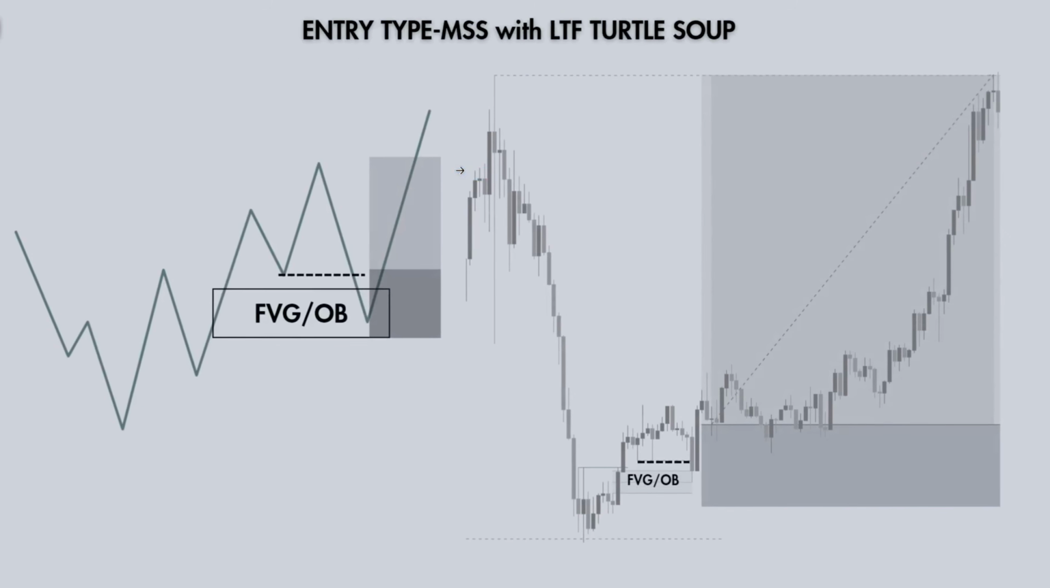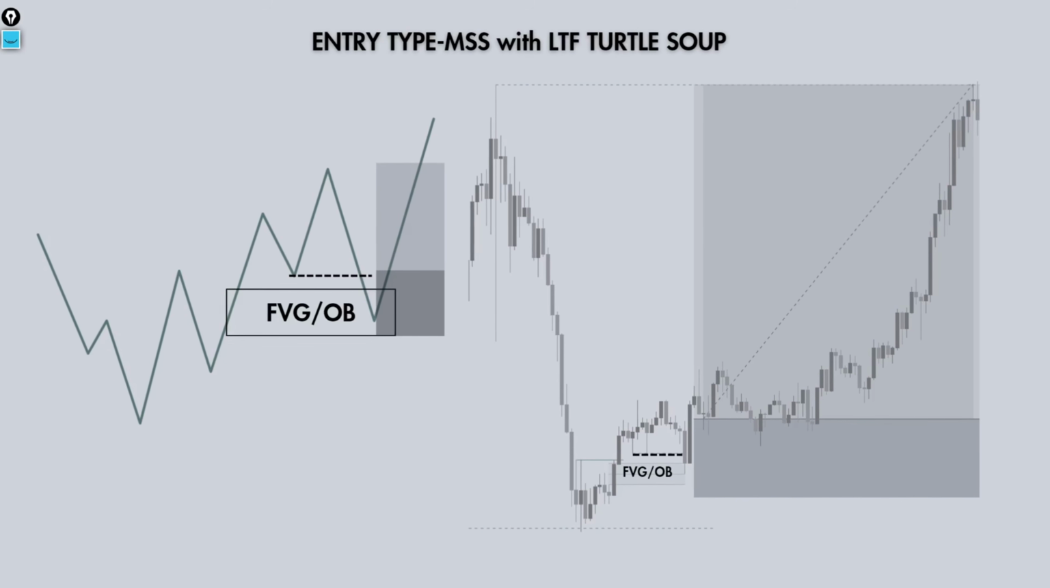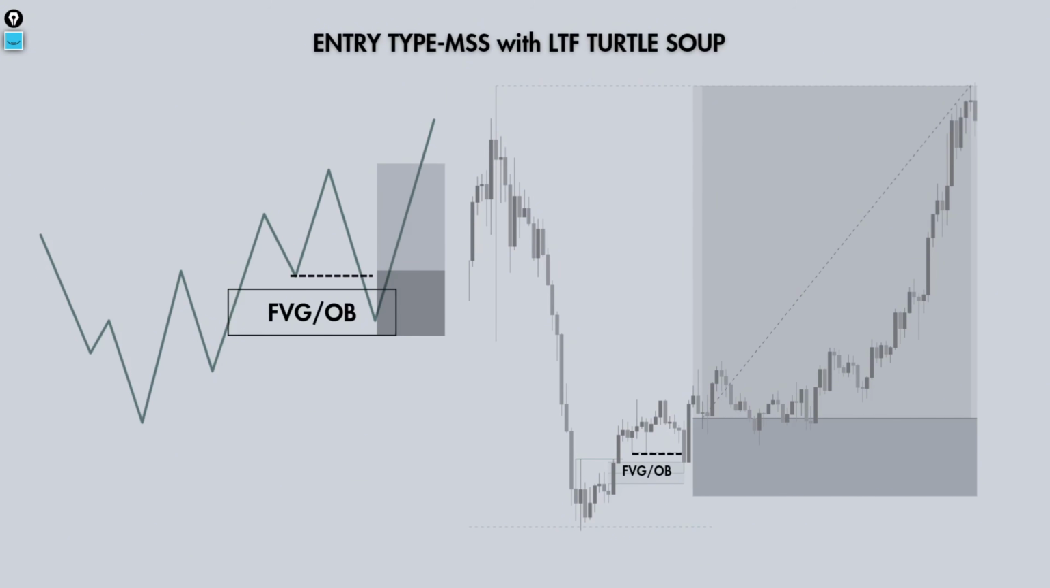Now, this is an entry model that I use the majority of the time when trading this model. It is the market structure shift with the lower time frame turtle soup. I say, guys, you want to be looking for a higher time frame turtle soup and a lower time frame turtle soup. Right here, as you can see, price makes this turtle soup, starting off this reversal, and then we enter the continuation pattern, turtle soup model.